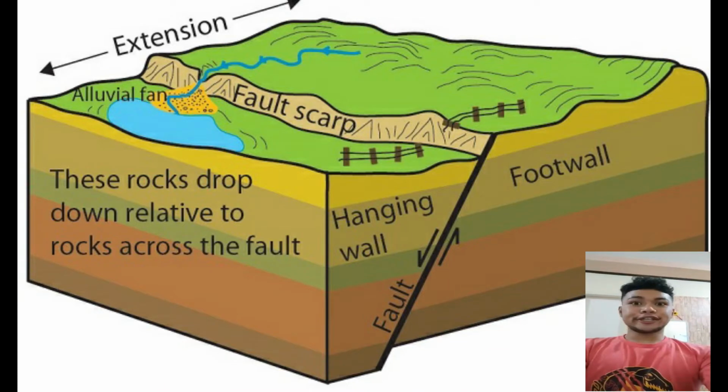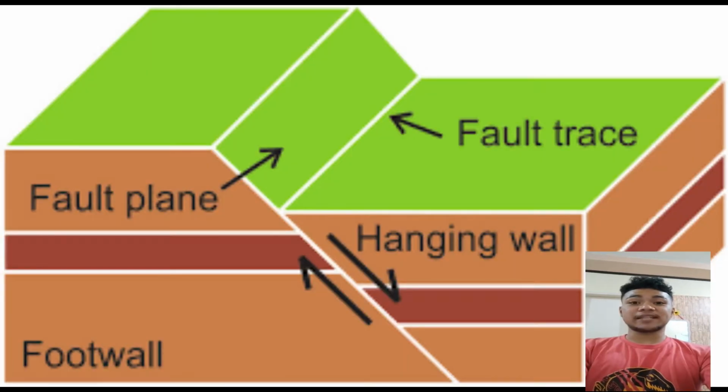So what is a fault? In geology, a fault is a planar fracture or discontinuity in a volume of rock across which there has been significant displacement as a result of rock mass movements.